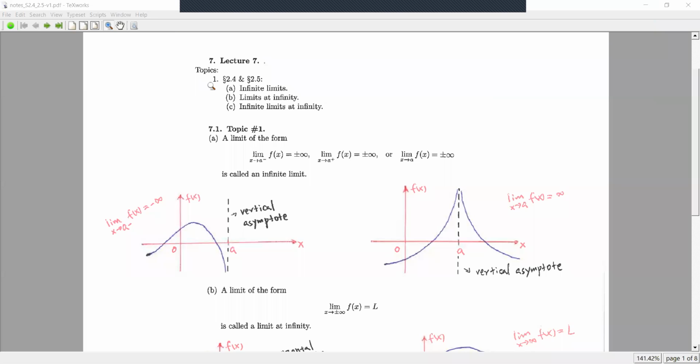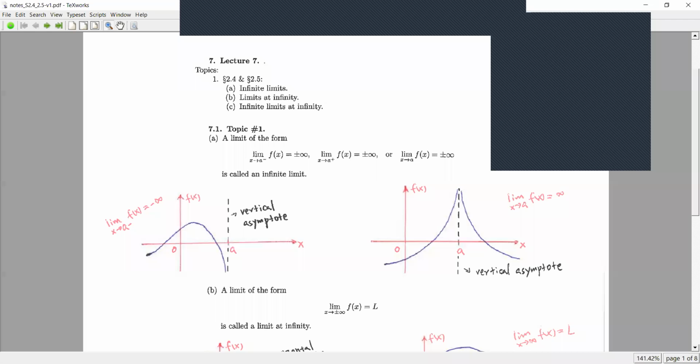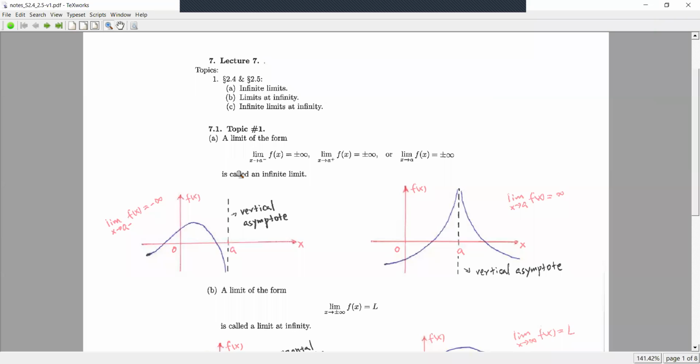Today, we studied sections 2.4 and 2.5. I combined these two sections to present. Today, I introduce to you 3 types of limit: infinite limits, limits at infinity, and infinite limits at infinity. Here are the definitions of these limits.